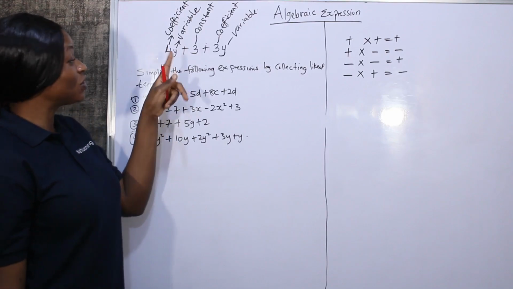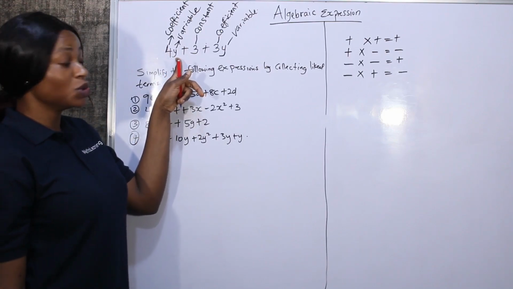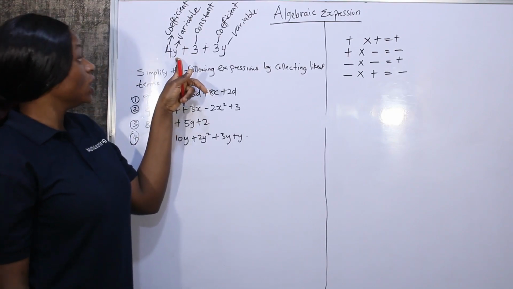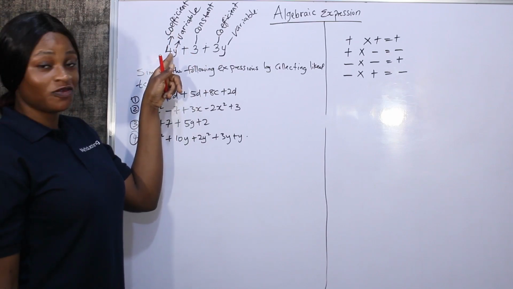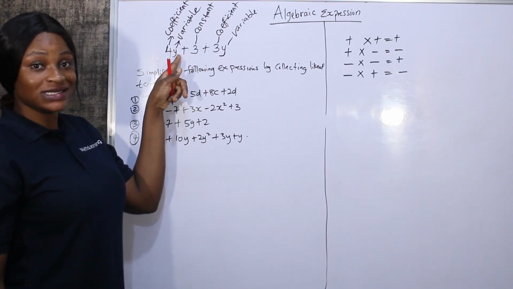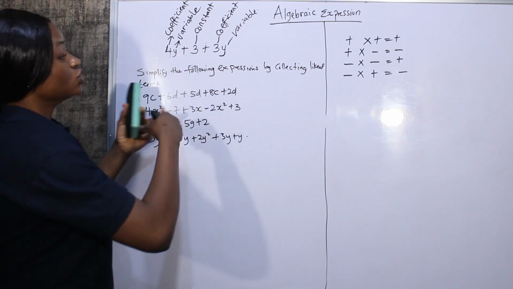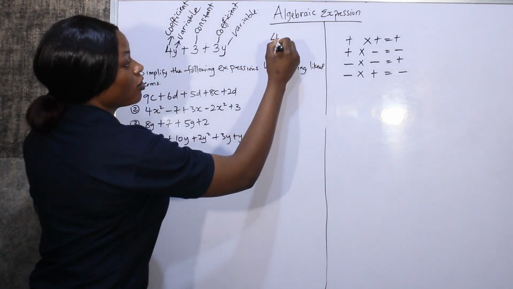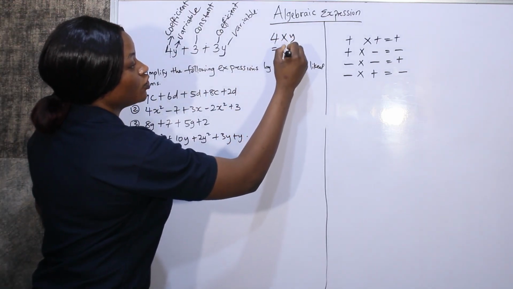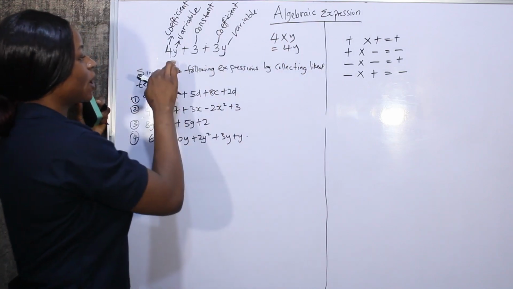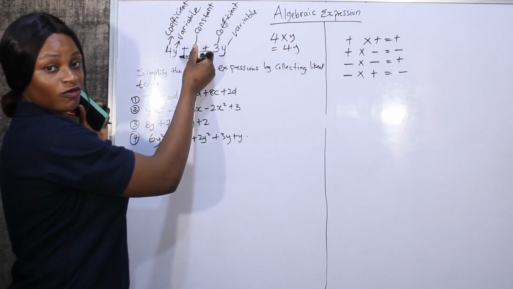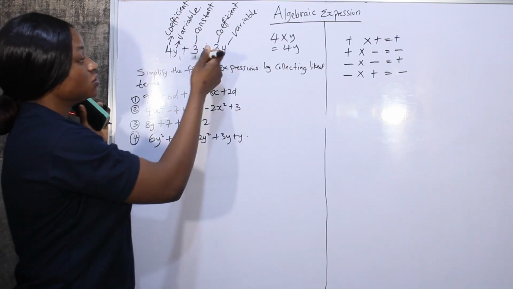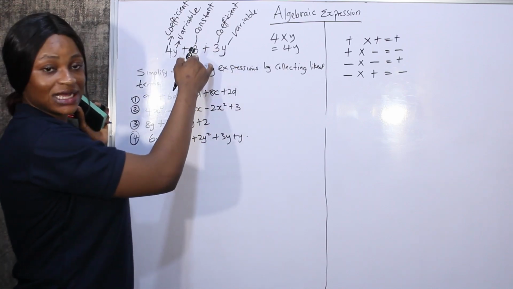Any number in front of a variable, which is also known as an unknown, is called a coefficient. And the sign in between a coefficient and a variable is a multiplication sign. So 4 times y will give you 4y. That is why we have 4y here. So this is a coefficient and this is a variable. Now 3 here is a constant, it doesn't change.